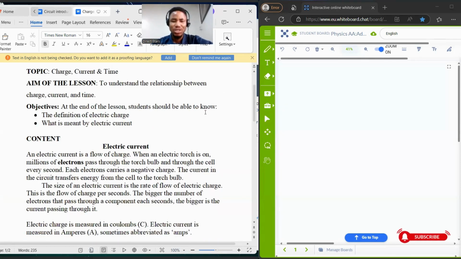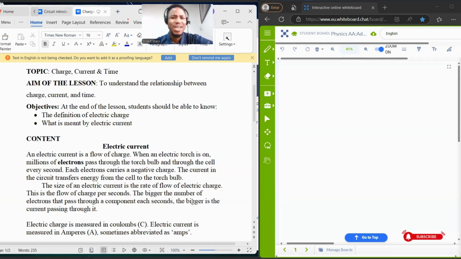Remember that an electric current is the flow of charge. So when an electric torch is on, millions of electrons pass through the torch bulb from the cell every second. Each electron carries a negative charge, that's why we call it an electron. The current in the circuit transfers energy from the cell to the torch bulb.